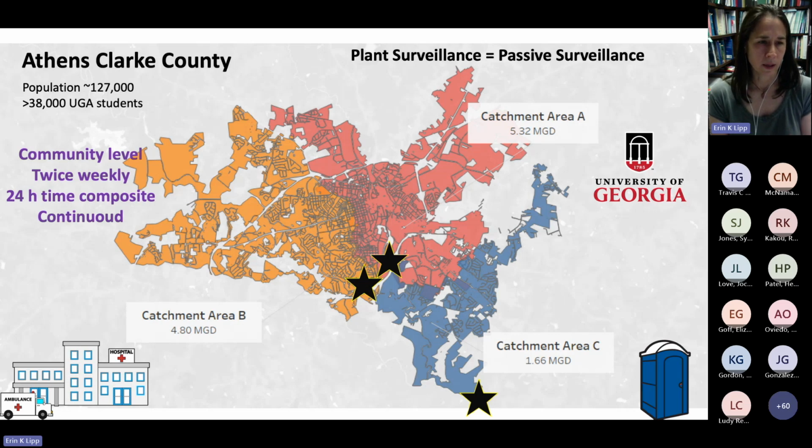In our work, we sampled twice weekly using a 24-hour composite sample. And I apologize for my typo. This was continuous. So this is data that were collected over 2 years and is continuing with the help of DPH now.